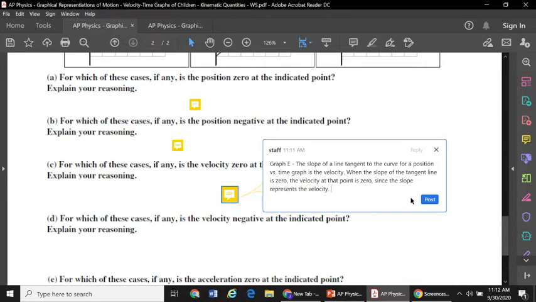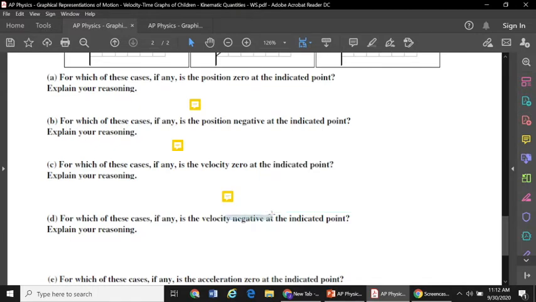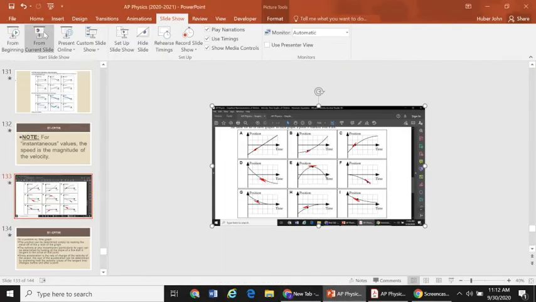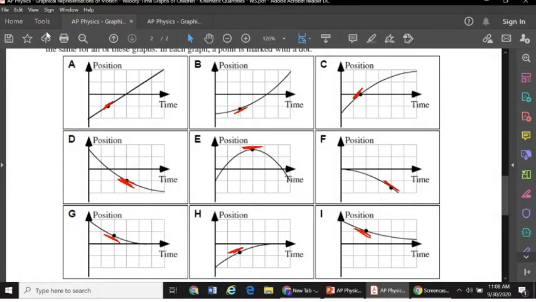Since the slope of the tangent line is 0 for graph E, the velocity is 0 for graph E at the labeled point. It's the same kind of answer for D. For D, they're asking which of the cases, if any, is the velocity negative. So all we have to do is look at these tangent lines and see which of the tangent lines drawn have a negative slope.